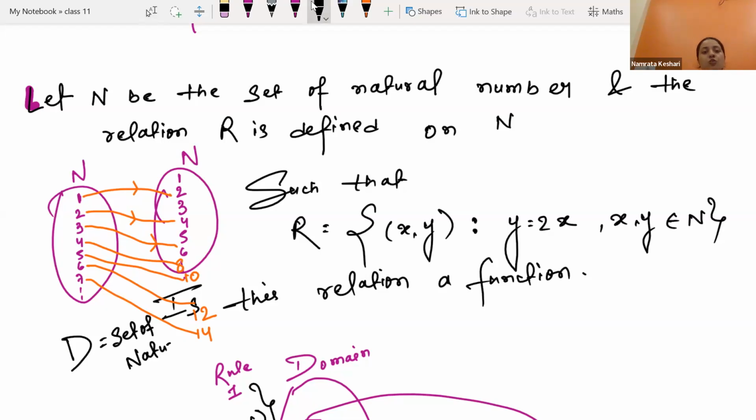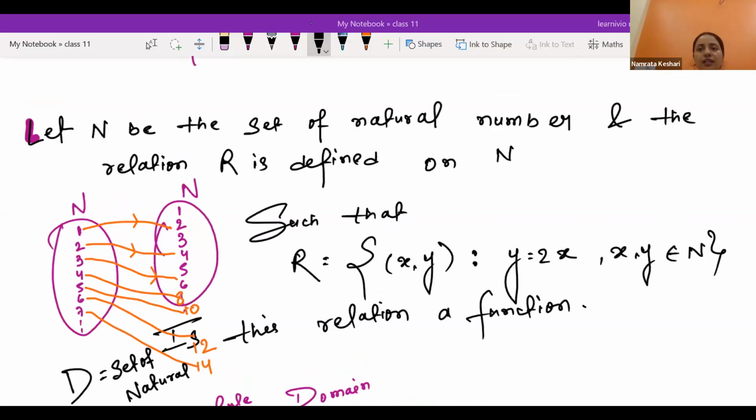Is it making sense to all of you? No? Yes, ma'am. Who is not getting it? Mariam, Manvi, Neha, are you getting it? Yes, ma'am. The domain will be the set of natural numbers, the first set completely, and the first set is what? The natural number set. Just a second.